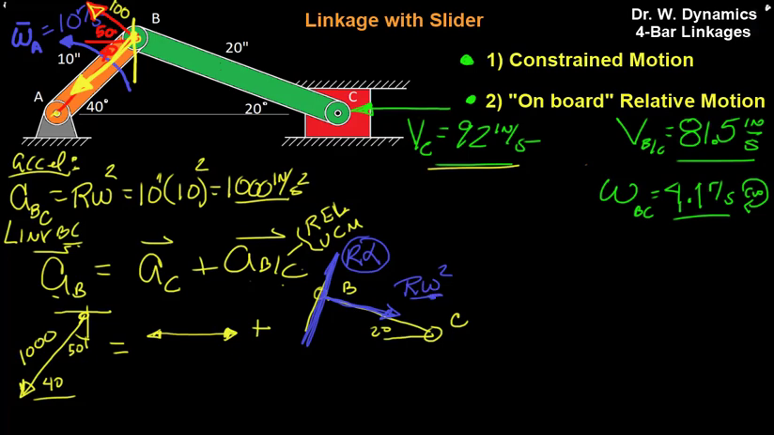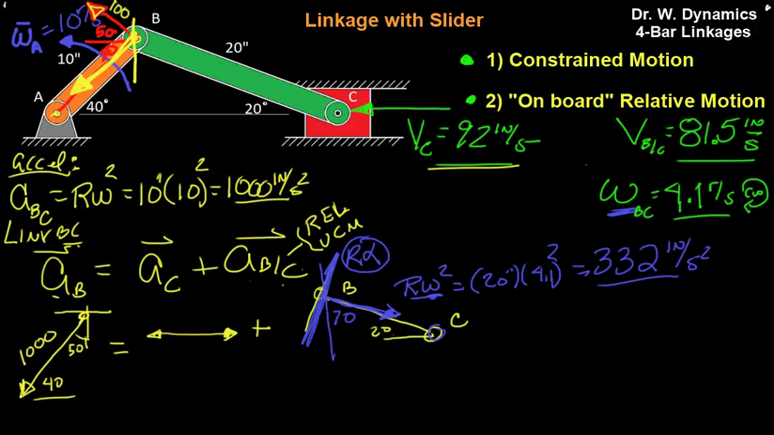And we know omega for the link BC, we found it, so this we actually know. The radius is 20 inches times 4.1 squared, which gives us 332 inches per second squared, pointing directly at C. If we translate some of these angles up, if that's 20, this is 70, which makes that 20 inside of here. And that'll help us when we do our vector sketch.